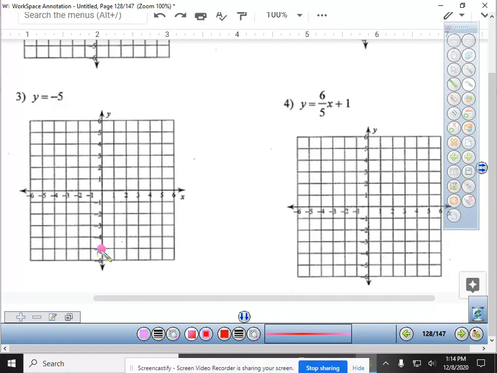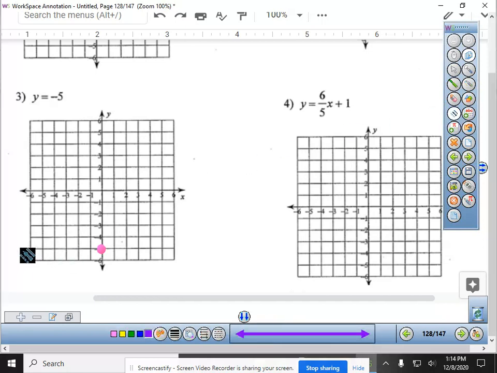-5 is your y-intercept. So it would be just right there. If y'all want to graph it, you can. Take your handy dandy ruler and draw your line right like that. So it'd actually be a 0 slope. You good?